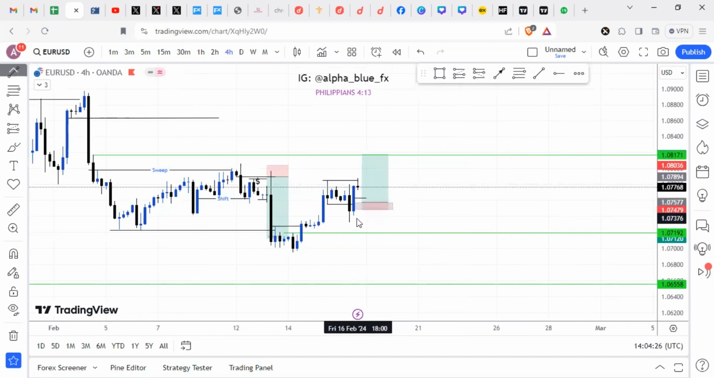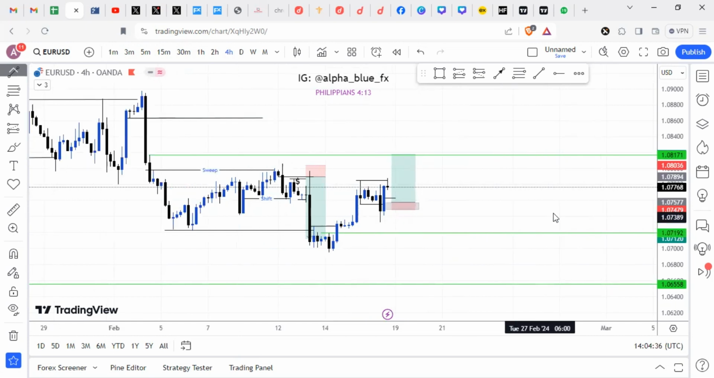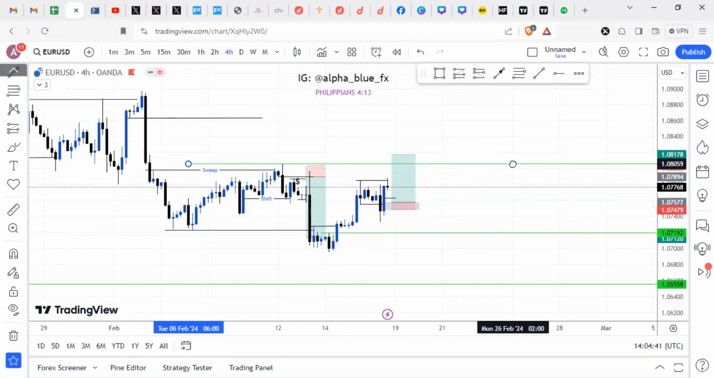So this huge bullish 4-hour candle just tells me one thing. It tells me that we have a lot of buyers in this market. And of course, the next point of liquidity that I'm looking at is right here. To be fair, it's actually here, right? This week right here, to be honest and to be fair.